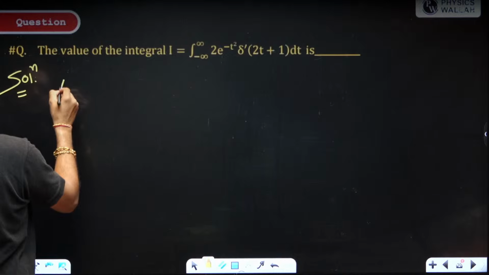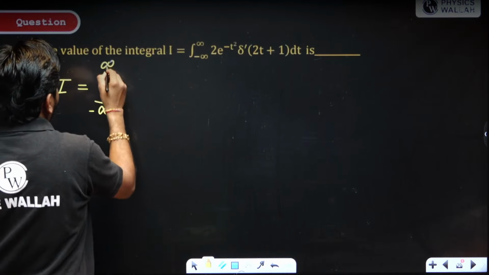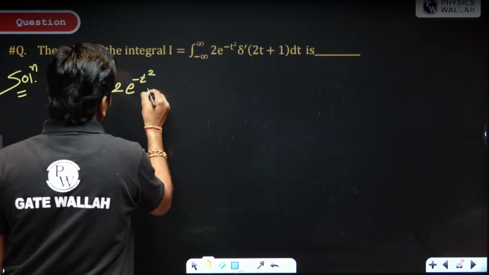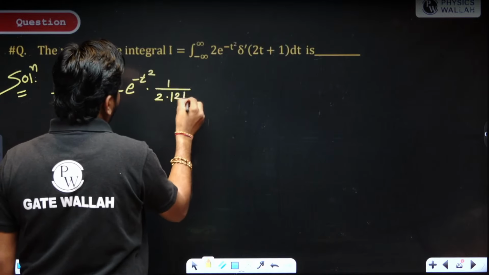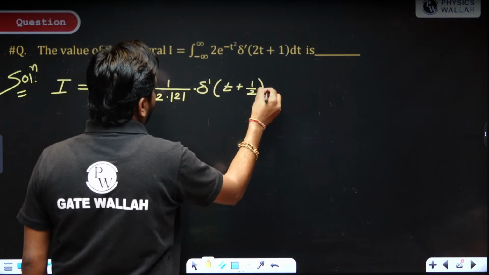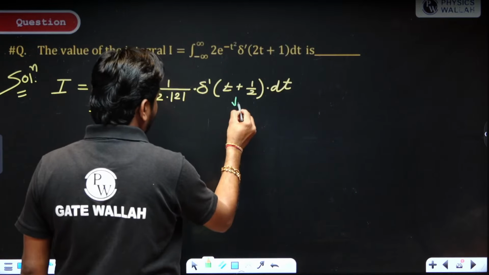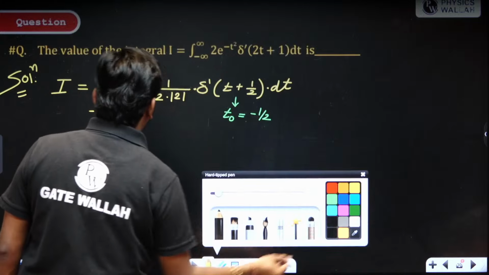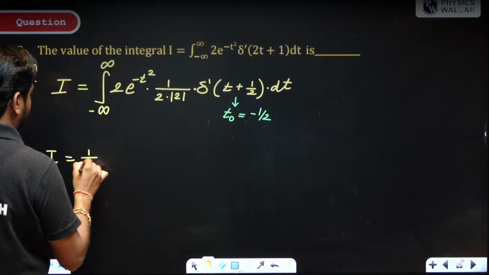Solve this integral, guys. Integration from minus infinity to plus infinity of 2e to the power minus t square into 1 by 2 into mod 2, property del dash t plus 1 by 2 dt. Now here t naught is equal to, what is the value of t naught? t naught is equal to minus 1 by 2. So here in the integral, this 2 gets cancelled out, so 1 by 2.